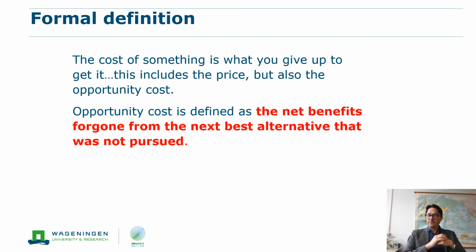Let me give you a formal definition. The cost of something is what you give up. The total cost of something is what you give up to get it. It includes the price. Let's say when you buy this mouse, you need to pay for the mouse, right? But it also includes, or should include, the opportunity cost. The opportunity cost is defined formally as the net benefits foregone from the next best alternative that was not pursued.